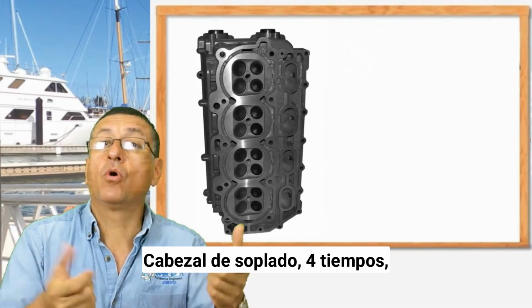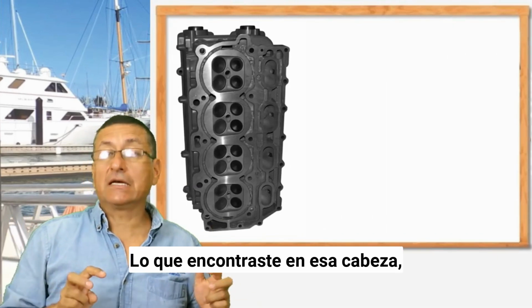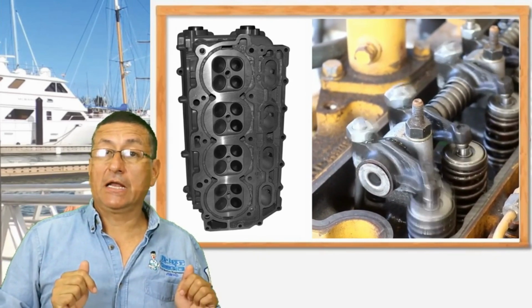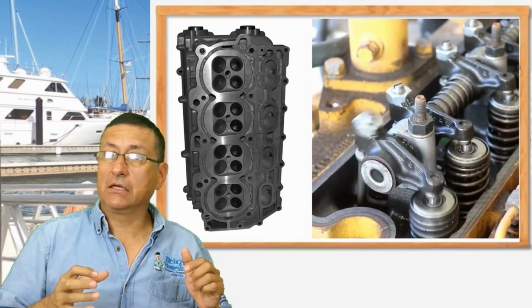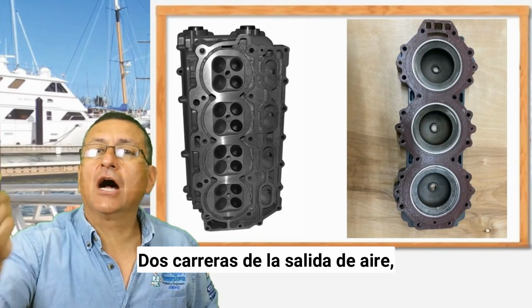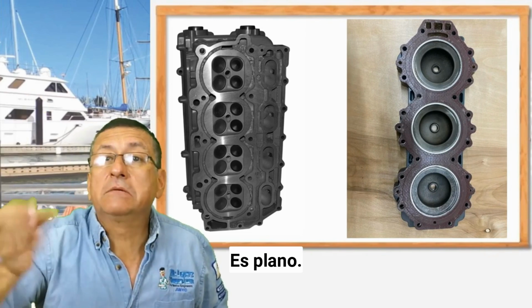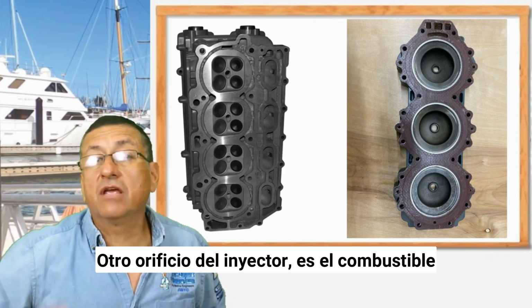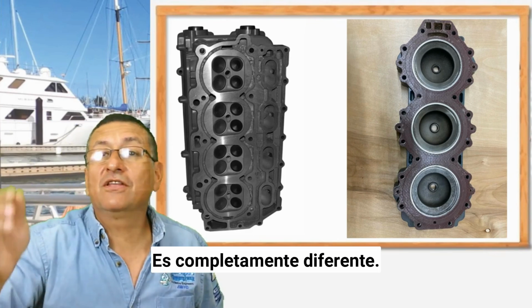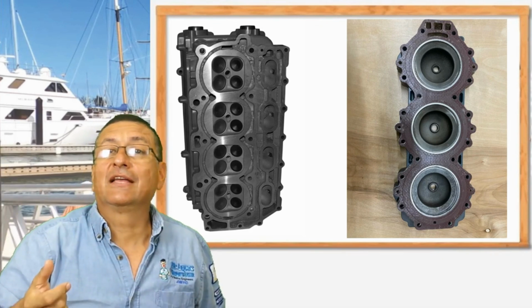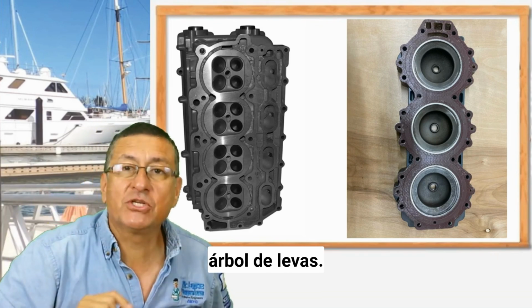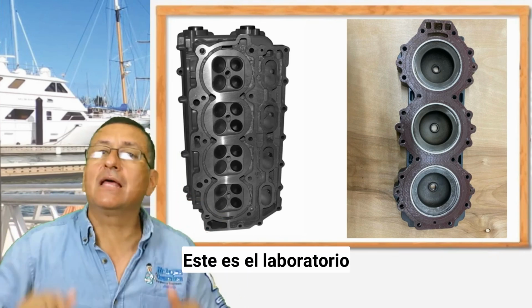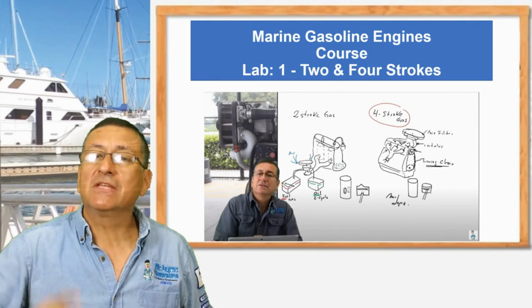The head for inboard four-strokes: you will find in that head the rocker arms, the valves, and all the mechanisms on the head. And check the head of the outboard two-strokes. It's flat, with only one hole for the spark plug and another hole for the injector if it's fuel injected. It's completely different. You don't have mechanisms, you don't have valves. Yes, in the outboard two-strokes, you don't have a camshaft. Check that. I want you to see the difference between both of them. This is the lab for this week. This is lab number 1.